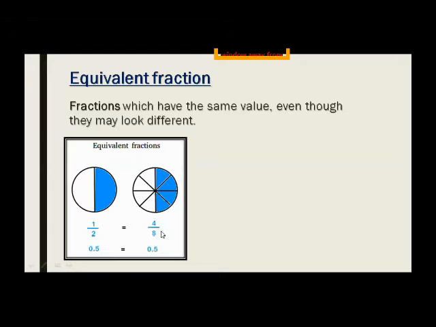When you divide it, or cancel it, 4 ones are 4, 4 twos are 8. So this is also an equivalent fraction, meaning they have the same value. Both fractions have the same value, 1 upon 2 and 1 upon 2, but they look different.